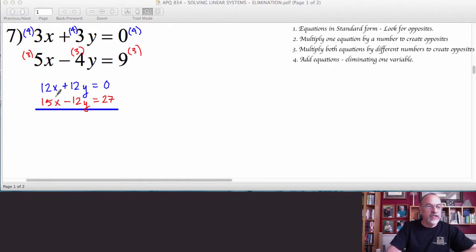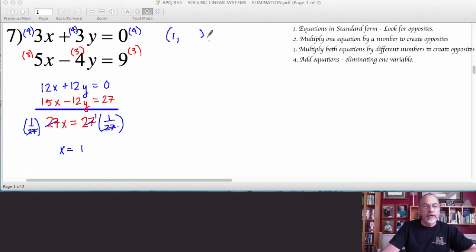So 15 and 12 is 27x. 12 minus 12 is 0. The y variable is eliminated. And 27 plus 0 is 27. Okay, then we're going to divide by 27, which is multiplying by the reciprocal. The 27 is reduced to 1. 1 times x is x. And then the 27's reduce over here to 1 as well, so I end up with an x value of 1.